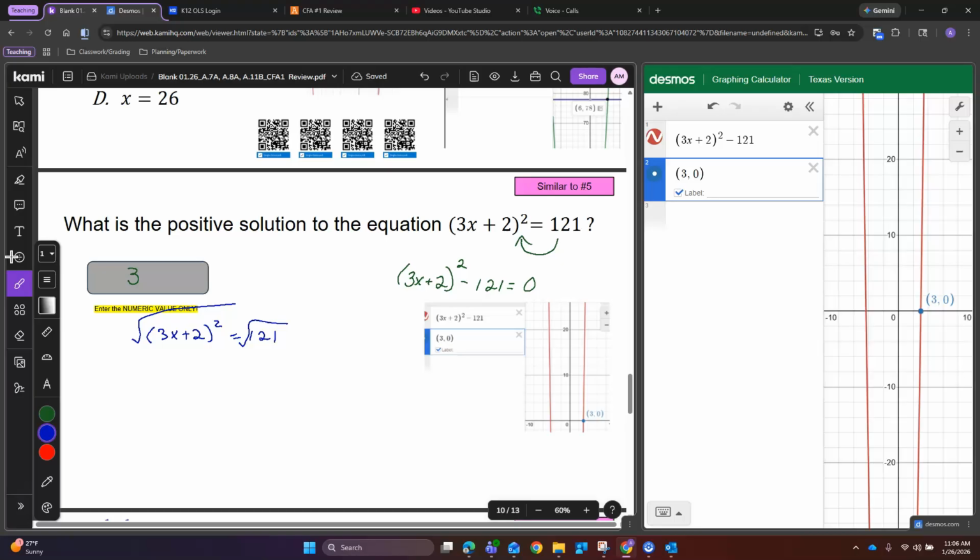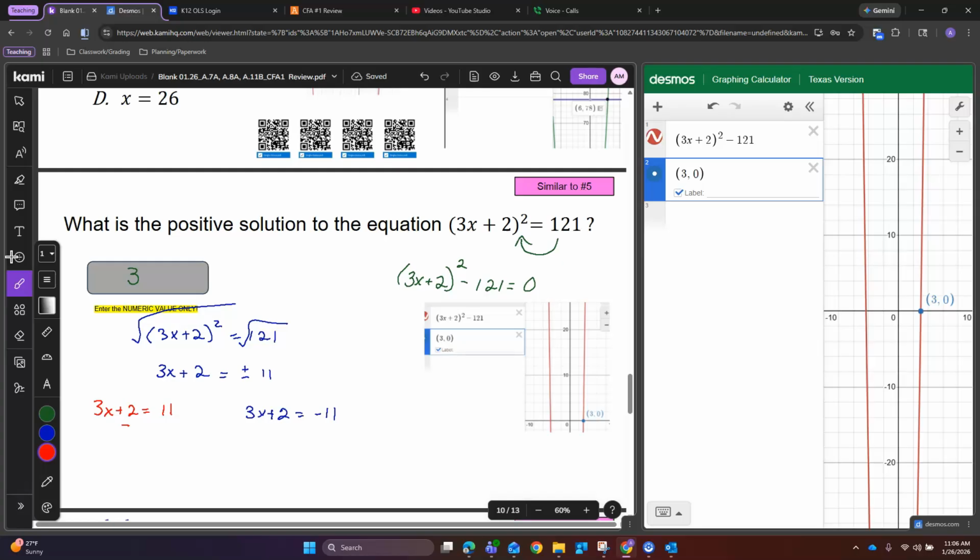So I'm going to take the square root of both sides, and that gives me 3x plus 2 is equal to positive or negative 11. So I'm going to do this twice. We have 3x plus 2 is equal to 11. And we have 3x plus 2 is equal to negative 11.